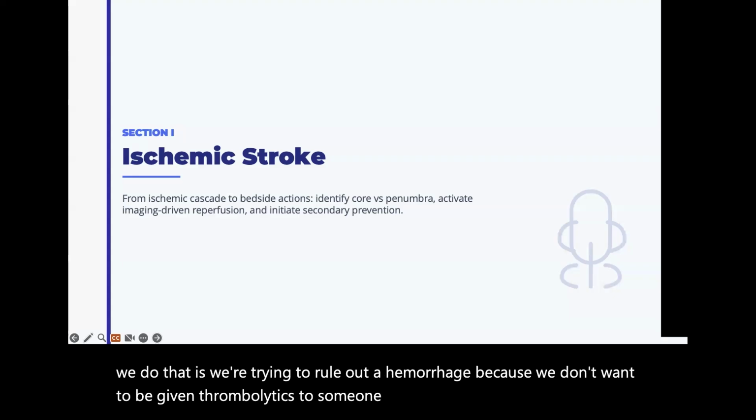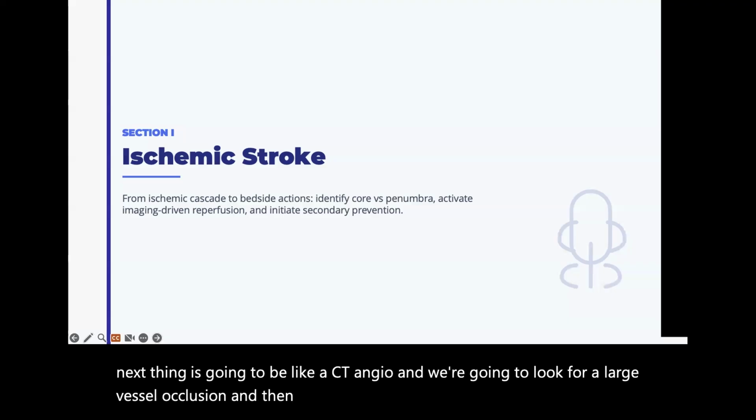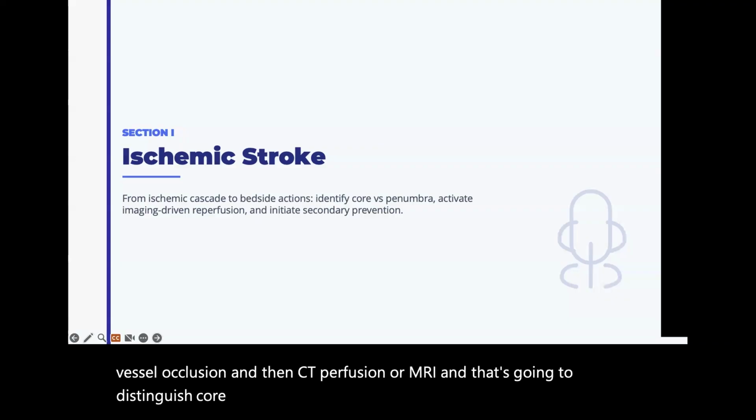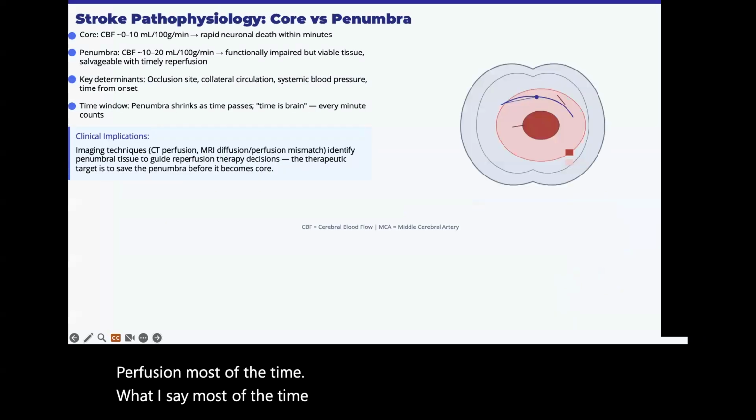That's very bad. The next thing is going to be a CT angio, and we're going to look for large vessel occlusion, and then CT perfusion or MRI, and that's going to distinguish core from penumbra. And the goal is to restore perfusion most of the time. Why do I say most of the time? Well, I'll tell you. So take a look here. We're going to go through this a little slower.